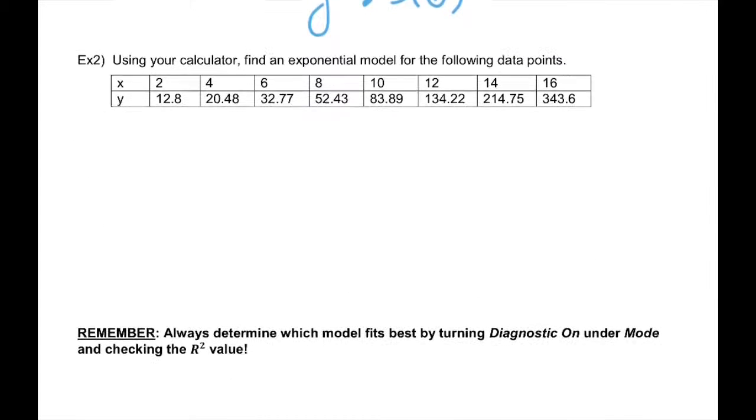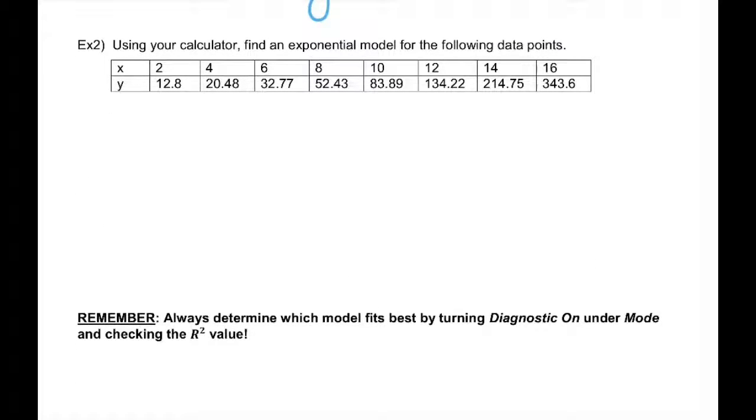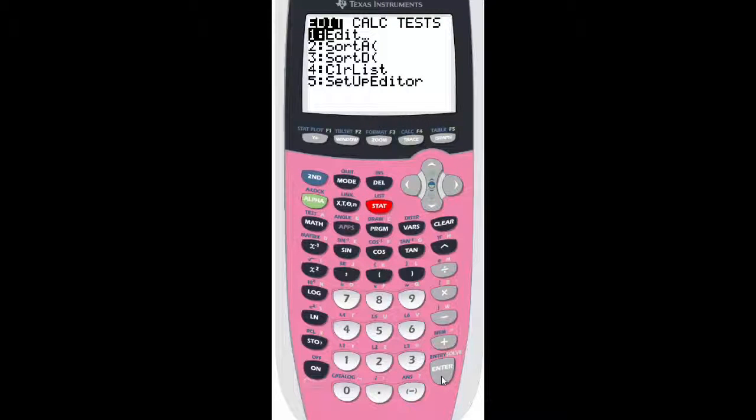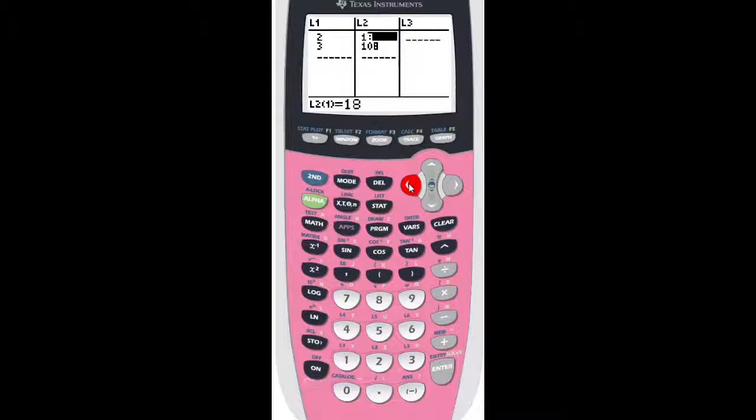Now we're going to move on to number 2. We're doing the same idea here, so we're going to type all this in our calculator. So we go to stat, over to edit, and then I am just going to speed type all this stuff in here. I have sped this up. I'm not some crazy ninja that can type this fast. And just make sure that you put all of your x's in L1 and all of your y's in L2.